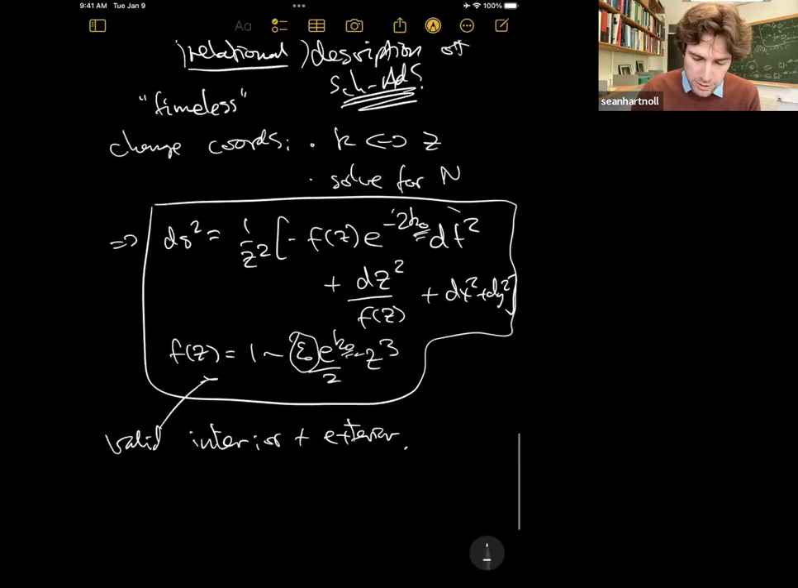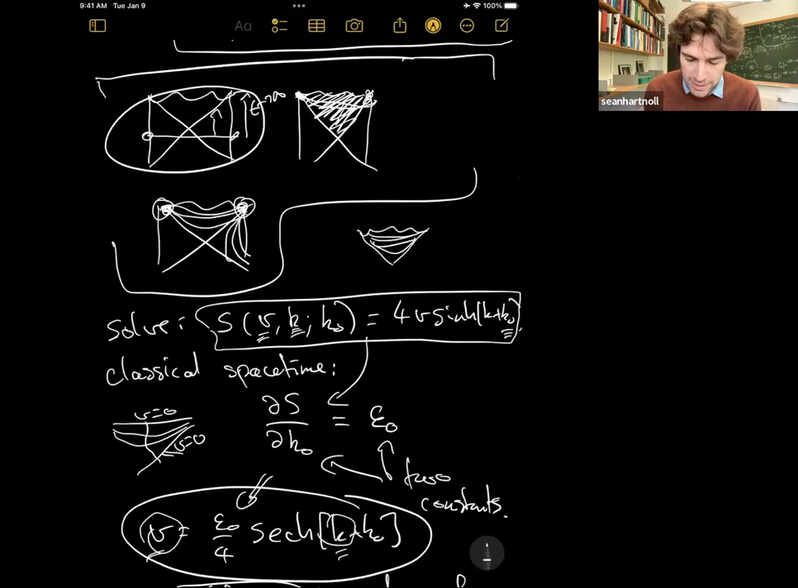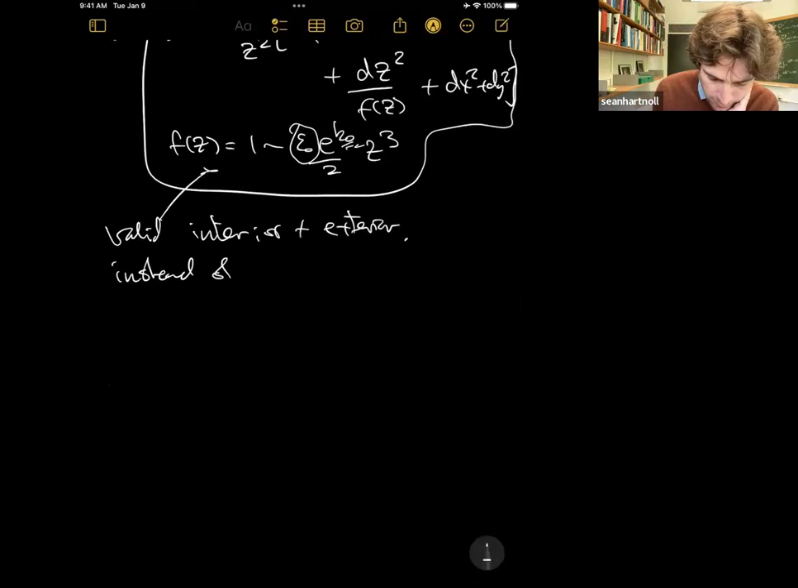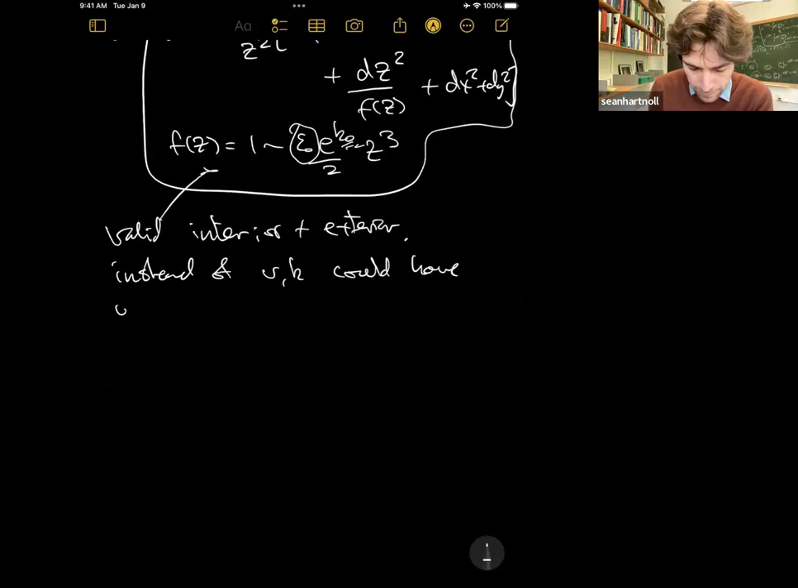And if we wanted, now, this parameterization in terms of V and K was physically clear, but it's actually not a good one for going through the horizon. So instead of V and K, we could have used, possibly should have used, GTT and GXX. So there's a one-to-one relationship between them.